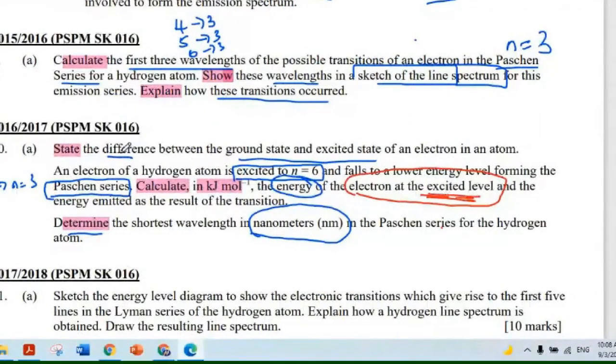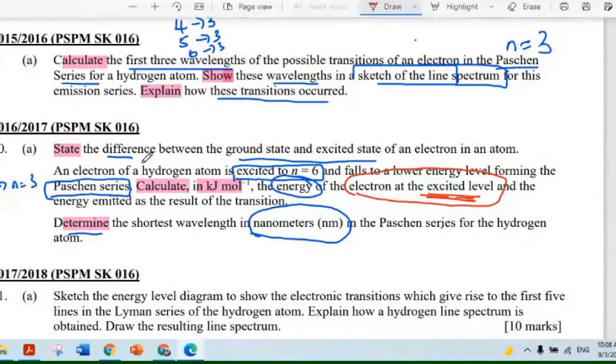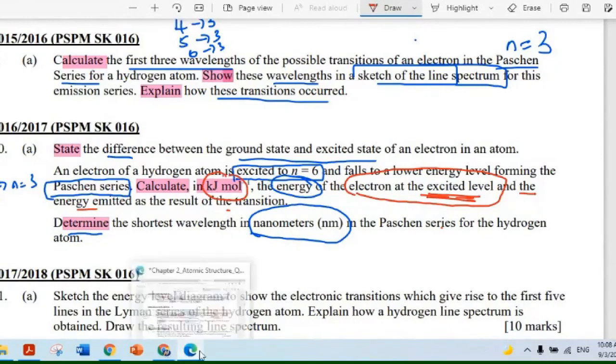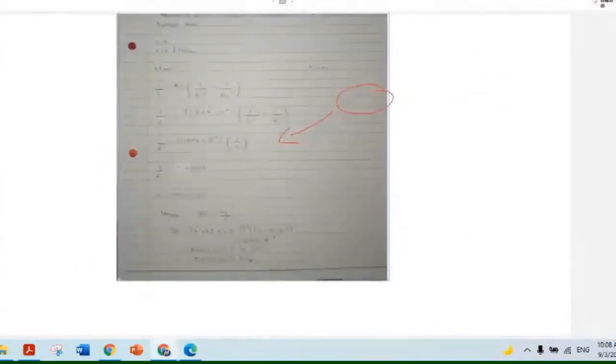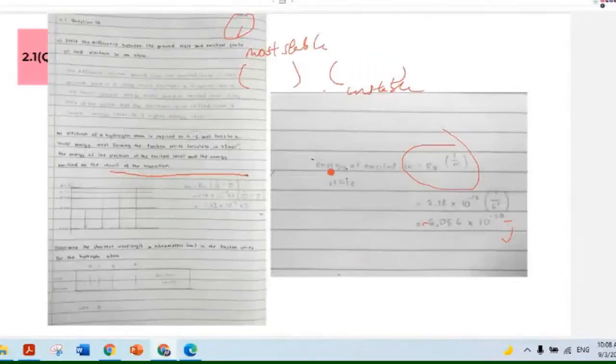Maksudnya excited level dia berapa? N equal 6. Maksudnya dia hanya nak kira E6 sahaja. Lepas tu, and the energy emitted as the result of the transition. Okay, nak energy, dia kena darab constant, Avogadro constant. So that's why jawapan anda kurang tepat. And then jawapan Barsha, okay, dia nak kira E6. Okay, nilai dia betul. Tapi dia tak tulis negatif. Atas sebab tu dia salah.